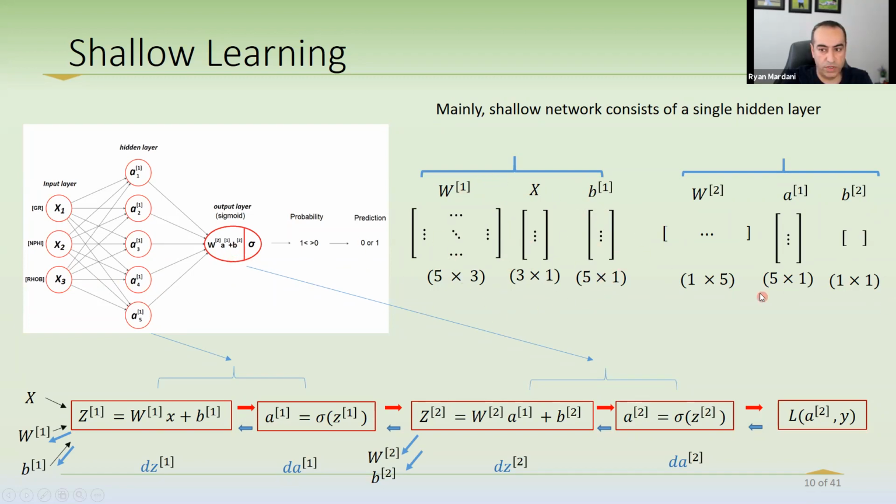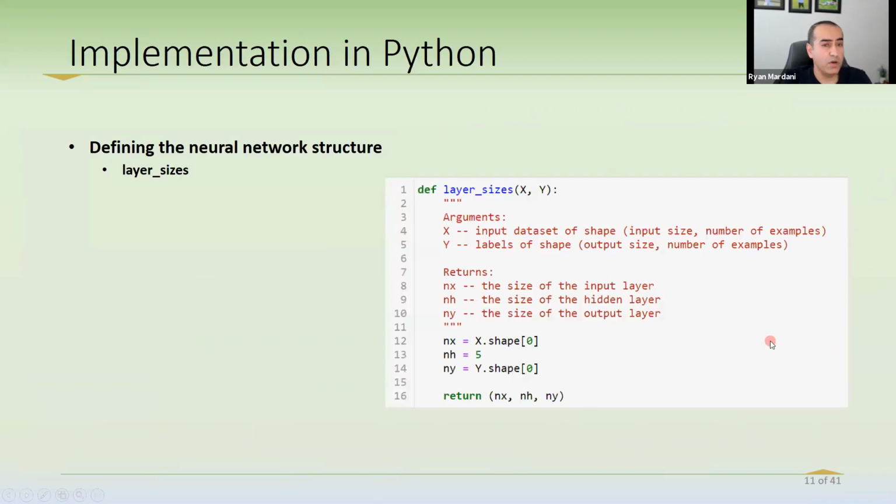This matrix is okay, we can solve it. And then we go to the next one, the output layer. Here we will have a weight matrix that is going to be 1 by 5, and we will have one output for the bias. Okay, let's start the implementation in Python.